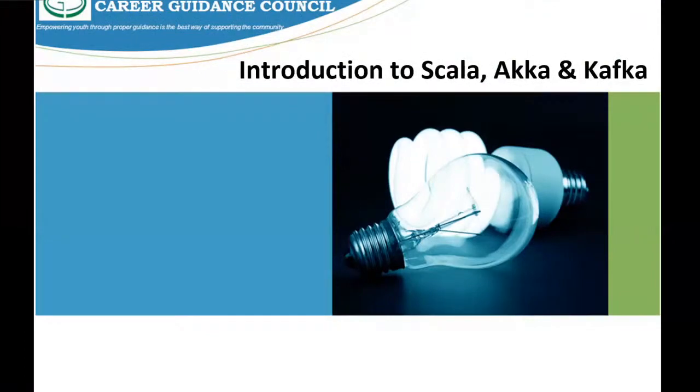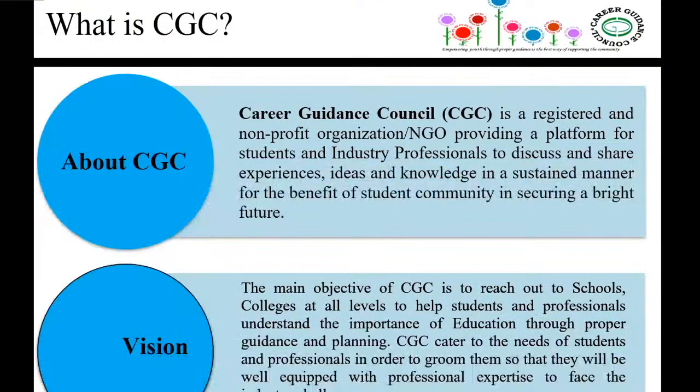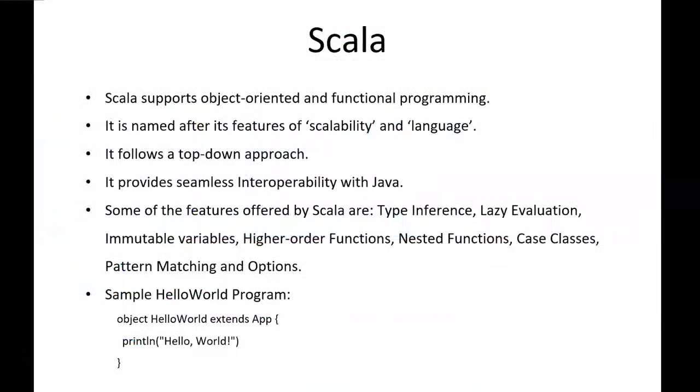So let me go directly to our topic today. I'm trying to cover here Scala, Akka, and Kafka, and we're going to see what each of them is and what they do. Scala is a general purpose programming language which offers object-oriented and functional programming paradigms to us.